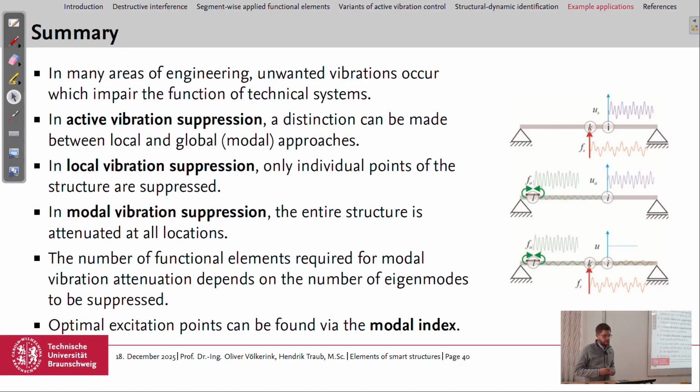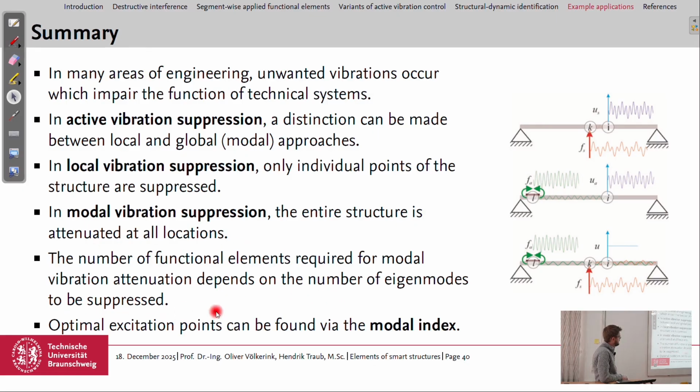Okay, with this, I'm at the end of this lecture, closing with the summary. We have unwanted vibration in many areas of engineering, which impair the functions of technical systems. And we had a deeper look into two active vibration suppression methods. The local vibration suppression, where only individual points are suppressed at the structure. Then there is the modal vibration suppression, where the entire structure is calmed down, or at least the selected eigenmodes we want to tackle.